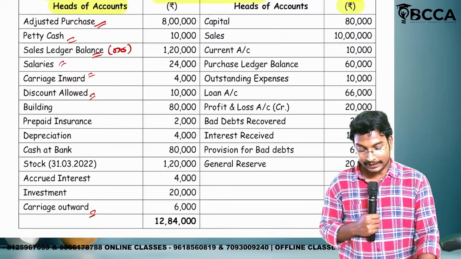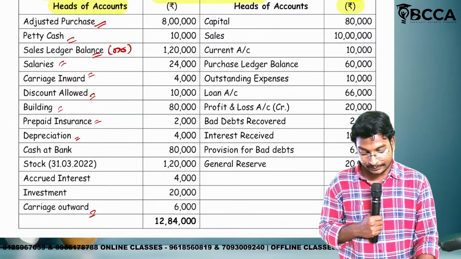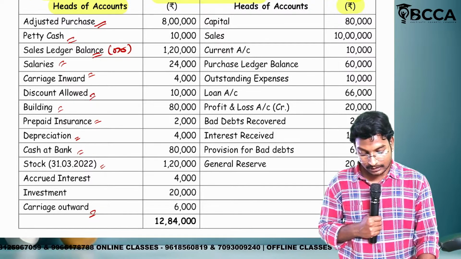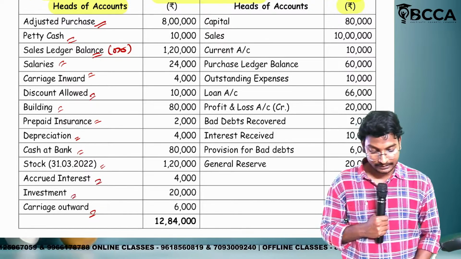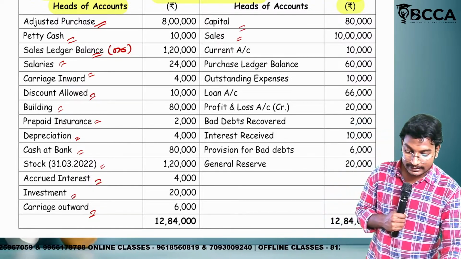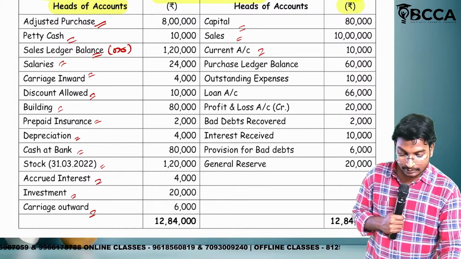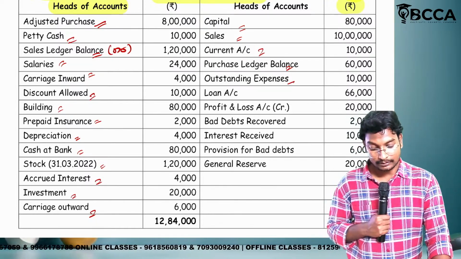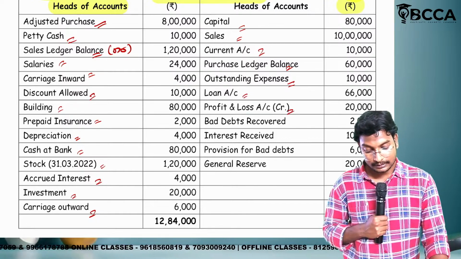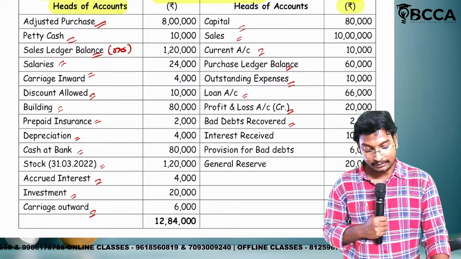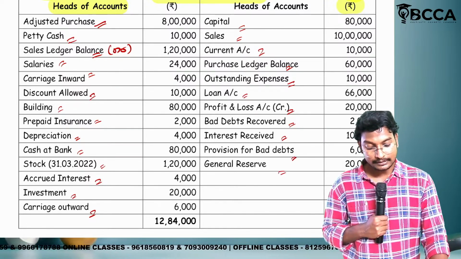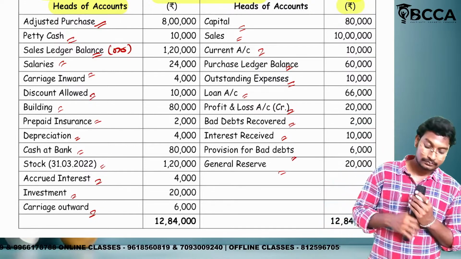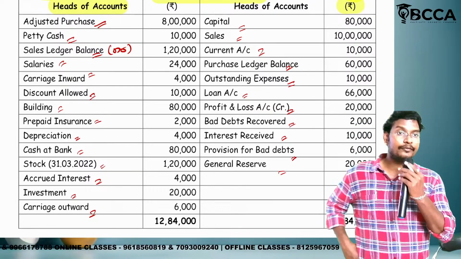Next: discount allowed, billing, prepaid insurance, depreciation, cash at bank, stock, accrued interest, investments. Capital, sales, current account. Purchase ledger means what? Creditor. Next: outstanding expenses, loans, P&L account profit, bad debts recovered, interest received, provisions on resource. Okay? So, we need to write one note point.